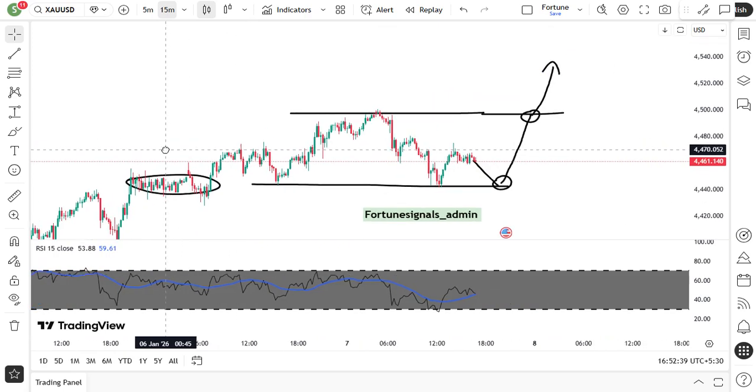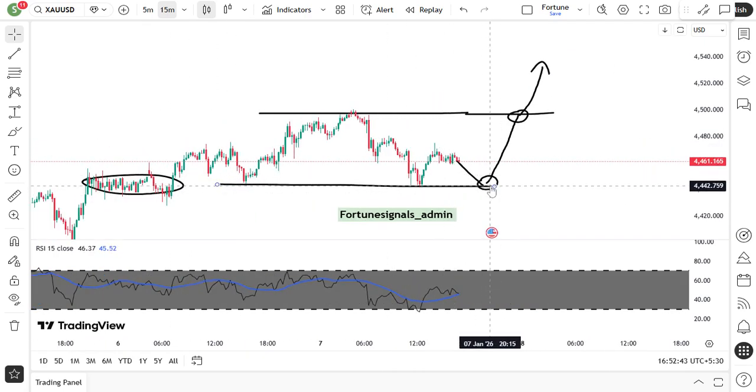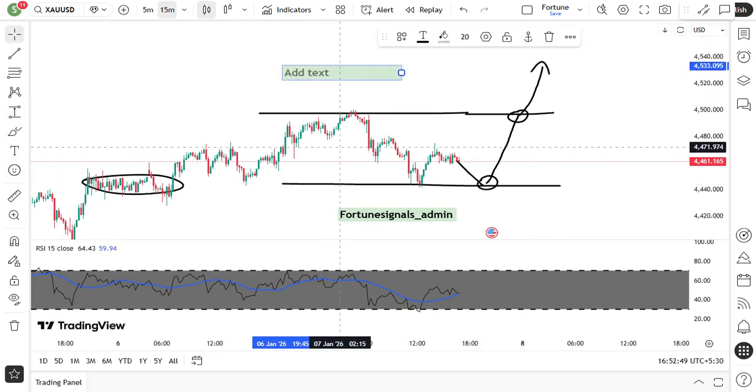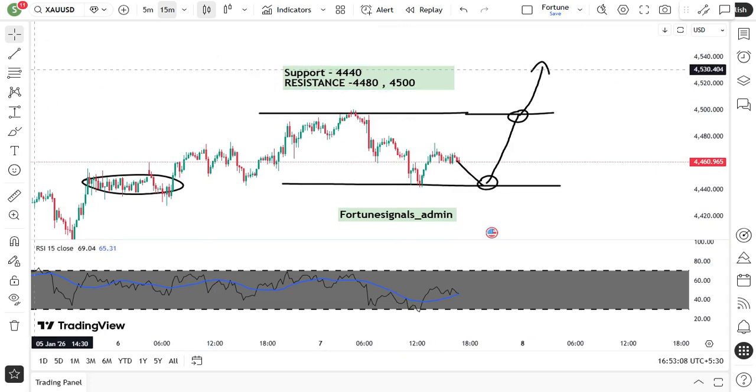Remember, today we have high impact economic data, so please trade according to your risk appetite. Support and resistance levels are in front of you, so you can plan according to that. Support is at 4440, and the first resistance is at 4480. If that breaks, we can expect 4400 is likely to be retested. Trend is on the bullish side, so take care accordingly.